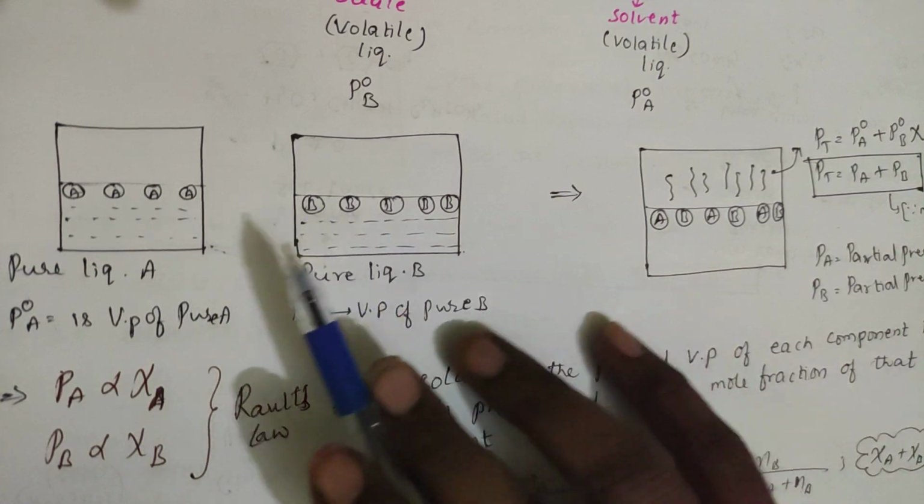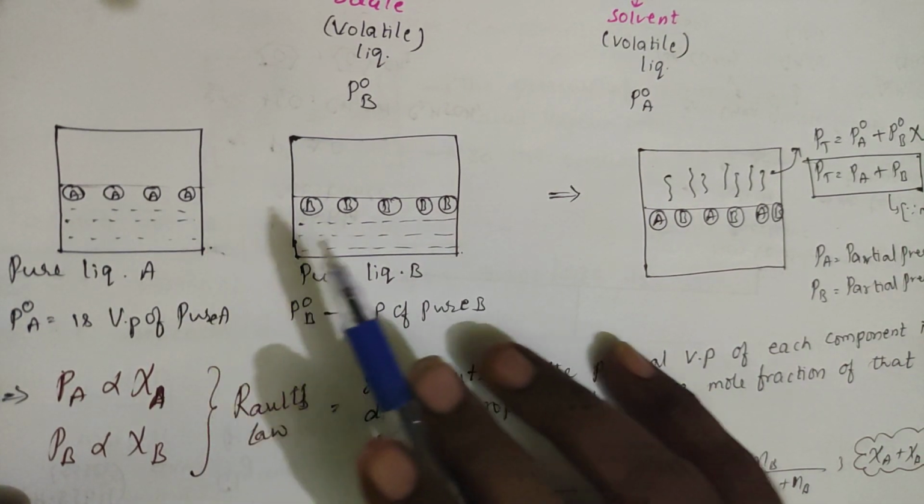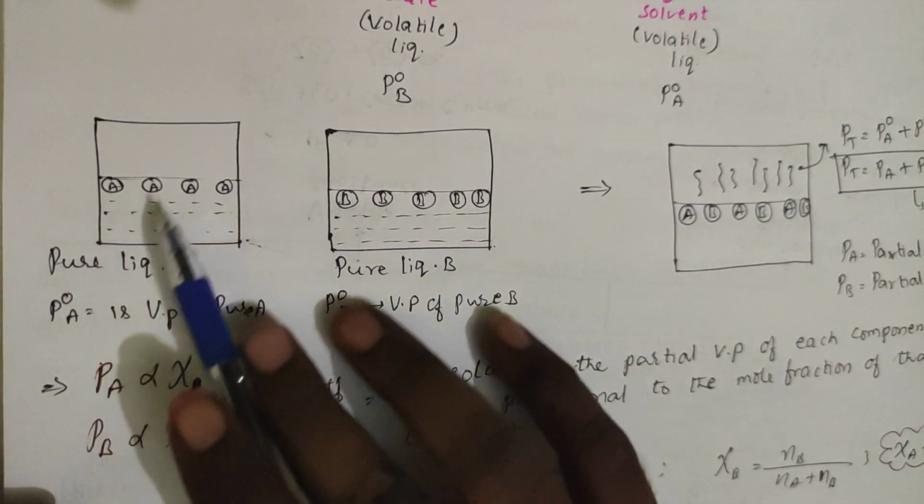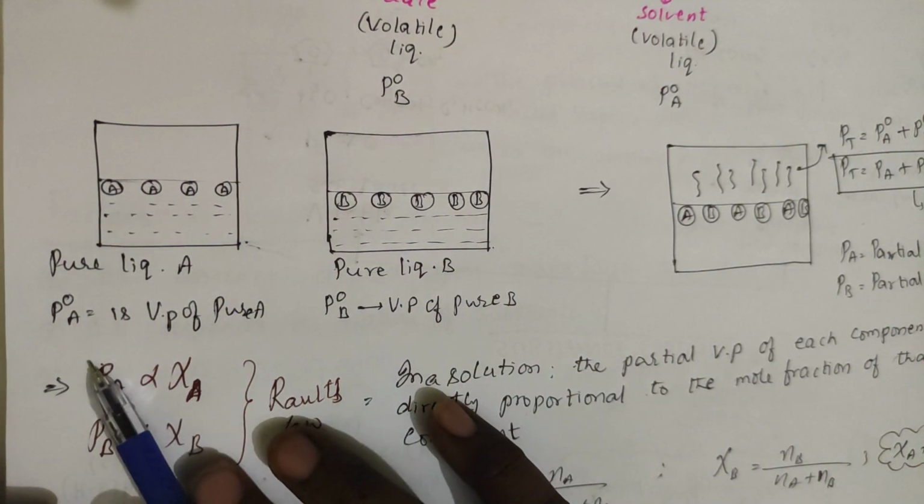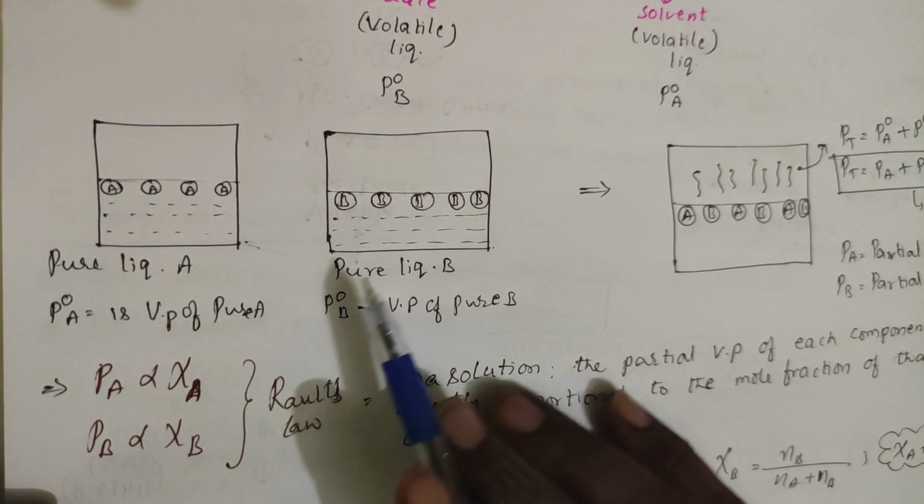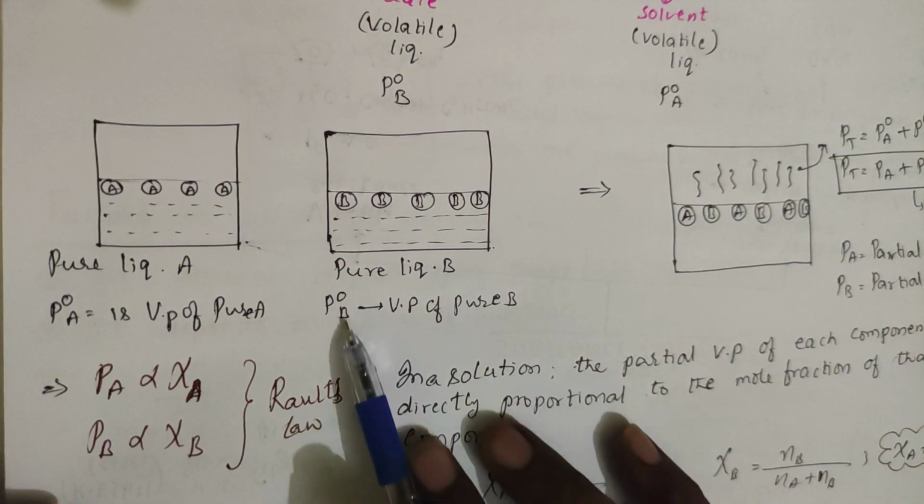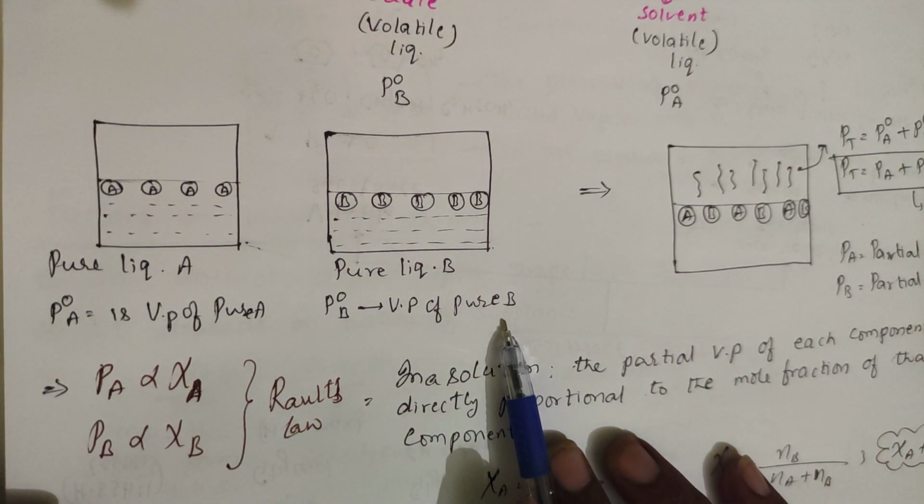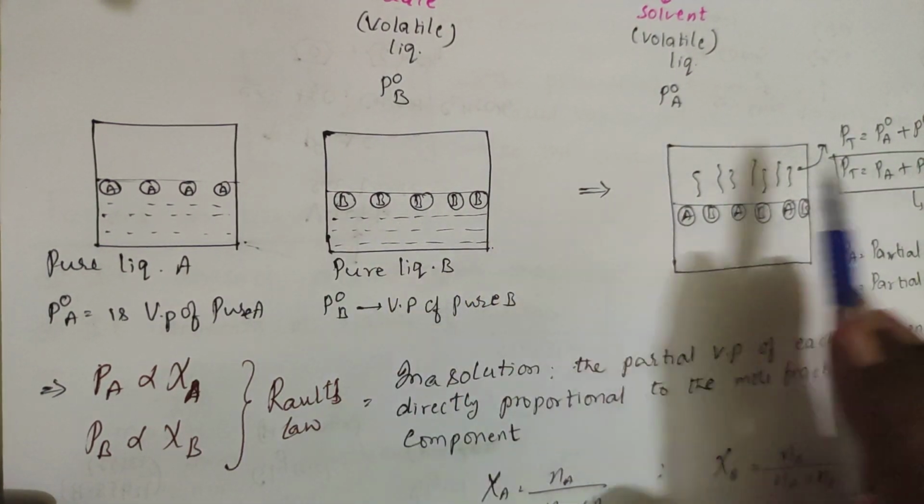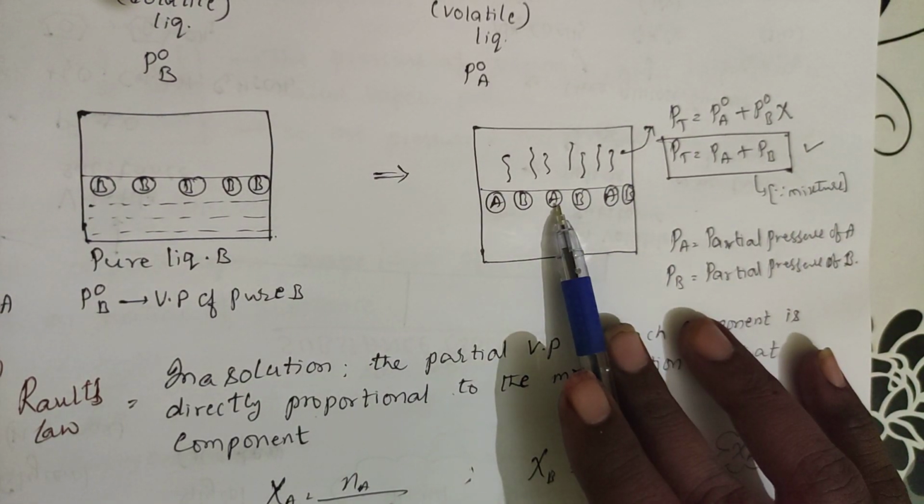So I am taking this one. Here this is pure content of A, this is pure content of B. So whatever the pressure exerted here, it is P naught A. It is the vapor pressure exerted by pure A component. And here in this container, it is P naught B, vapor pressure exerted by pure B component. On combining these two, it forms a solution. Okay.